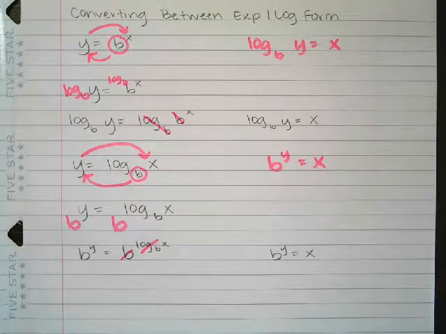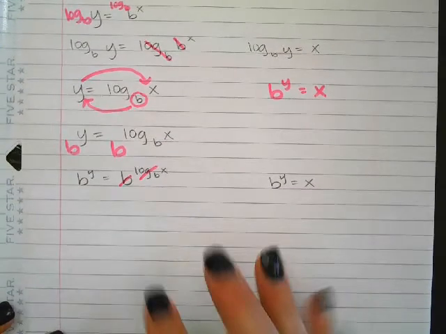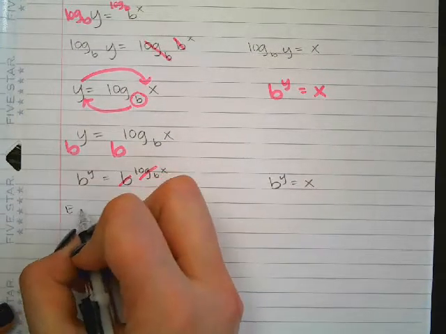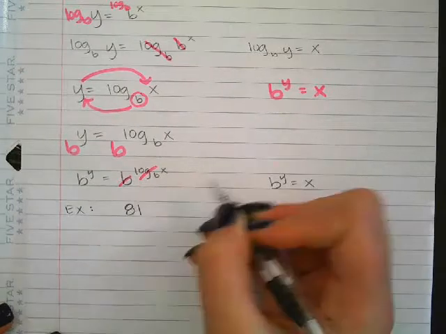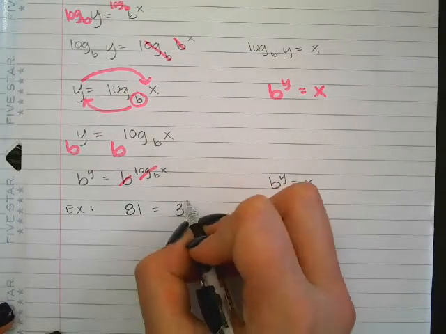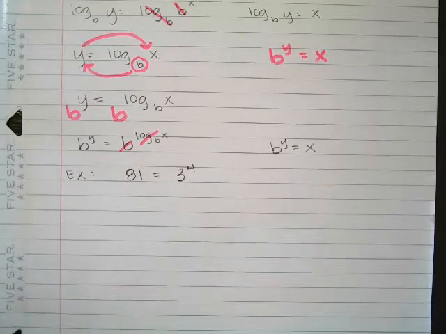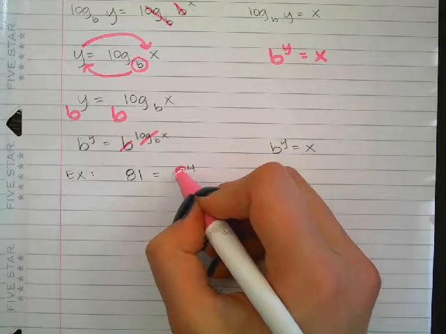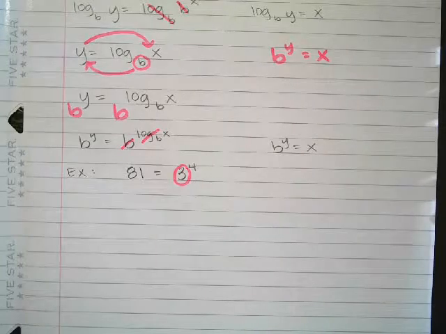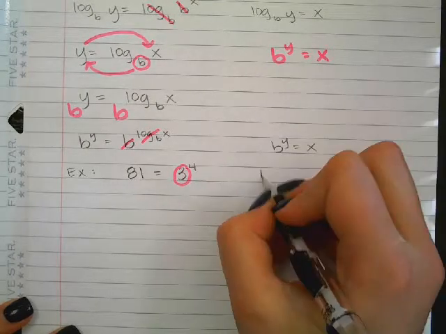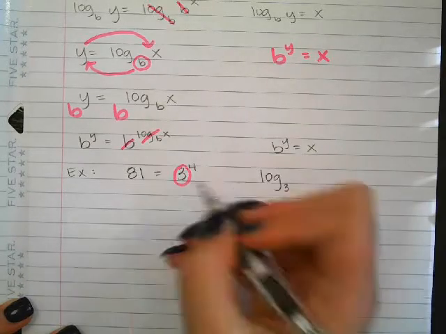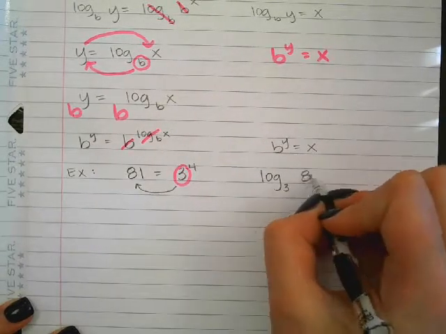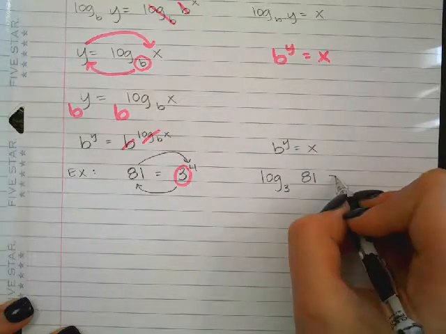So we're going to go ahead and do some examples that don't have all variables in them. We're going to look at a problem like if I want to take 81 and say 81 is 3 to the 4th, then how could I rewrite that as a logarithm? So if you were doing the Tootsie Roll method, you would say, okay, here's my base. So you would say log base 3 of 81 equals 4.